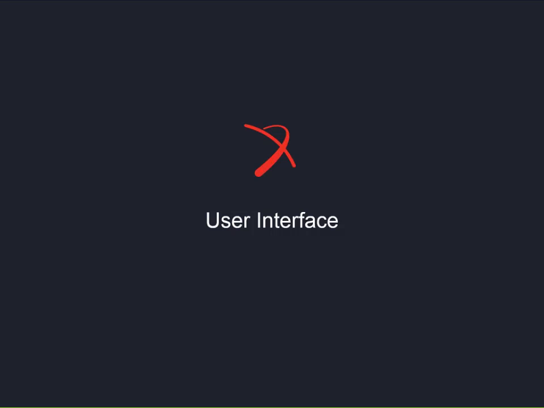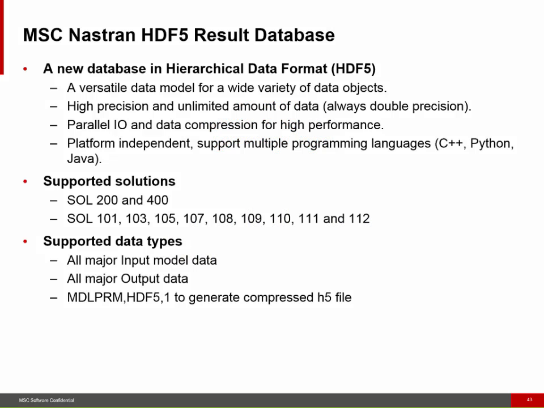So moving on to the user interface. In MSC Nastran 2016, we introduced a new database format which is called HDF5. So it's a data model for storing and managing data. It's also optionally output by MSC Nastran with the MDL PRM parameter, and it can be generated together with OP2, or it can be generated instead of the OP2 file.